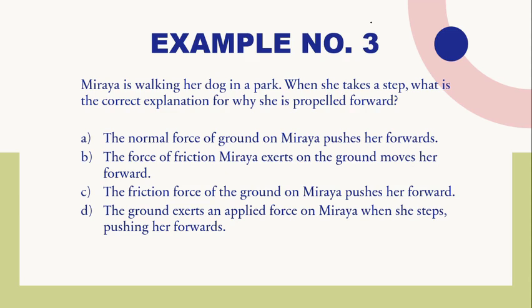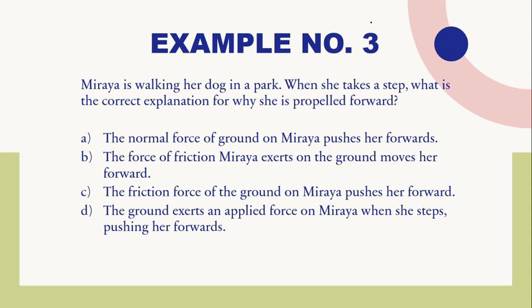Okay, so let's discuss each of these answer choices. Choice A talks about the normal force of the ground pushing Mariah forwards. We know that normal force is what keeps us from accelerating into the ground. In other words, the normal force is pushing Mariah up, not forwards. So, this choice is slightly incorrect because it's not what is allowing Mariah to move horizontally.